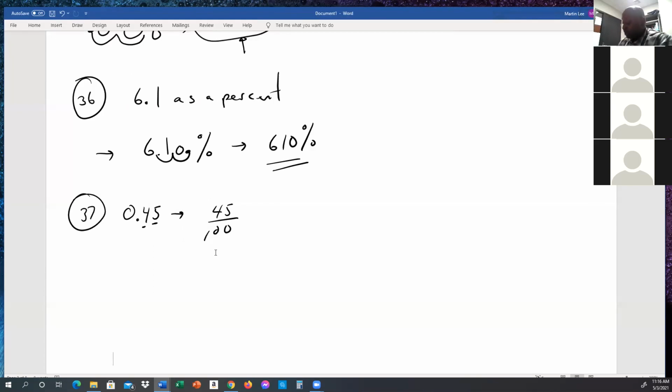And now let's reduce this fraction. At 45 and 100, we at least have 5 as a common factor. So I can divide the numerator and denominator by 5. And 45 divided by 5 gives me 9. 100 divided by 5 gives me 20. And I can't reduce that any further because their greatest common factor is 1. So I know that this fraction is simplified.